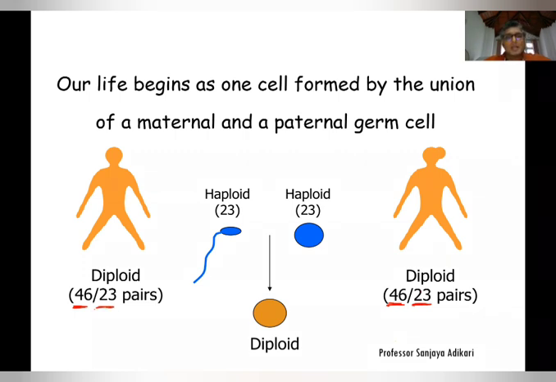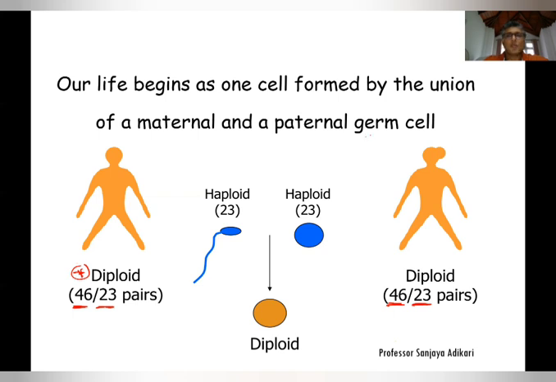Arranged in 23 pairs. And these 23 pairs are 22 pairs of autosomes and one pair of sex chromosomes. Because of these pairs, 23 pairs, you call it diploid. So all somatic cells or body cells, their state is called diploid.